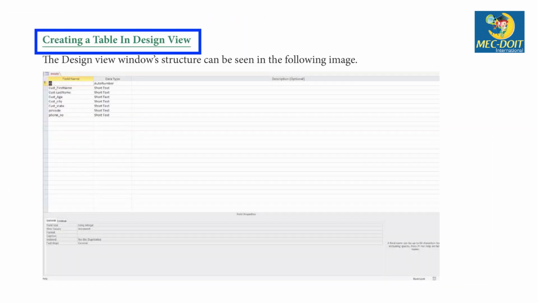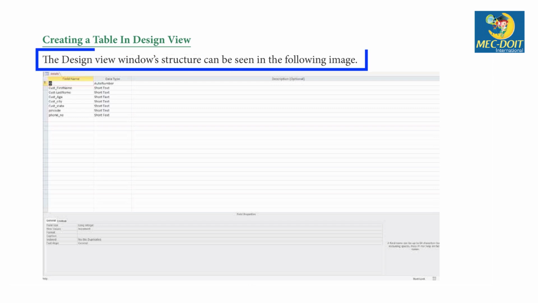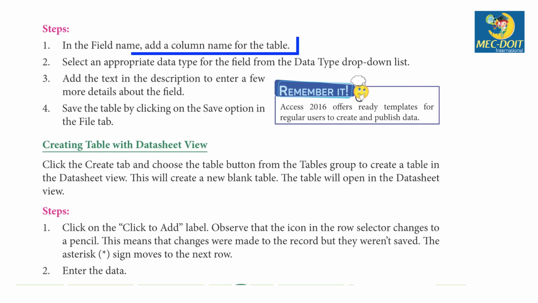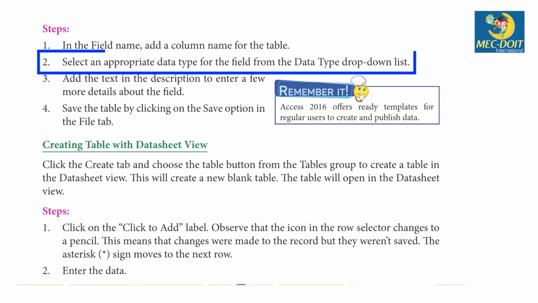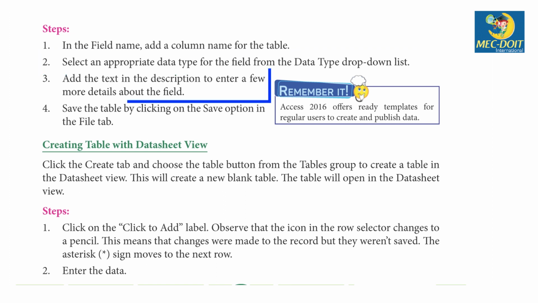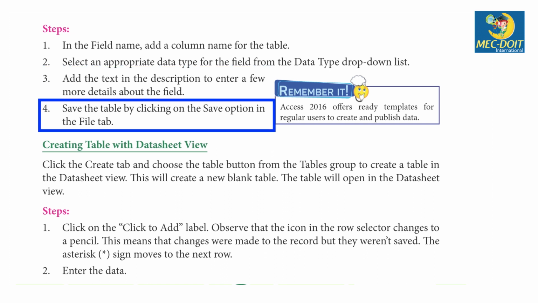Creating a table in Design View. The Design View window structure can be seen in the following image. Steps: 1. In the field name, add a column name for the table. 2. Select an appropriate data type for the field from the data type drop-down list. 3. Add text in the description to enter a few more details about the field. 4. Save the table by clicking on the Save option in the File tab.